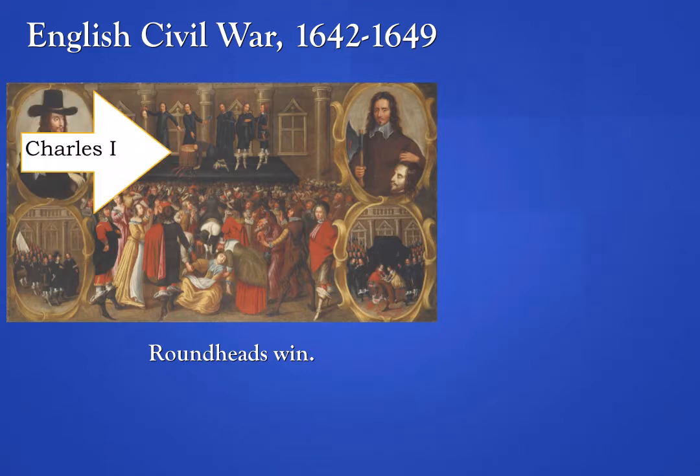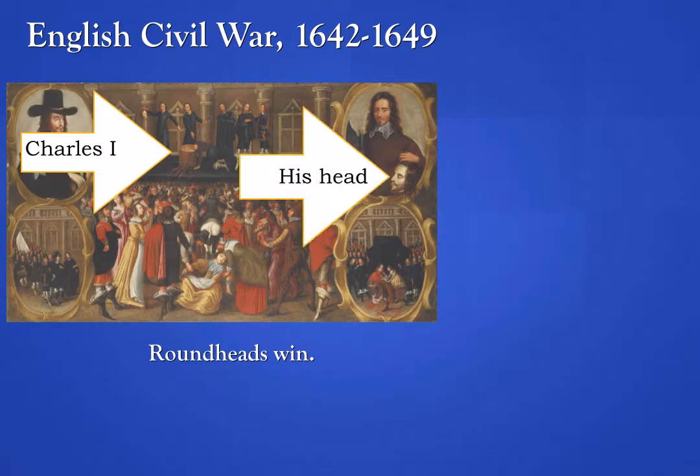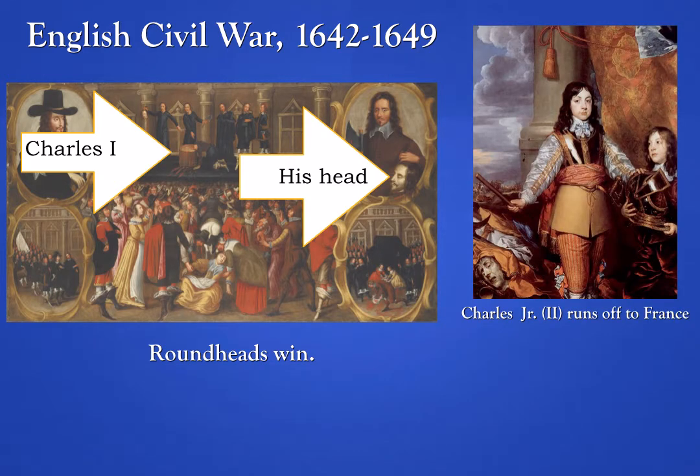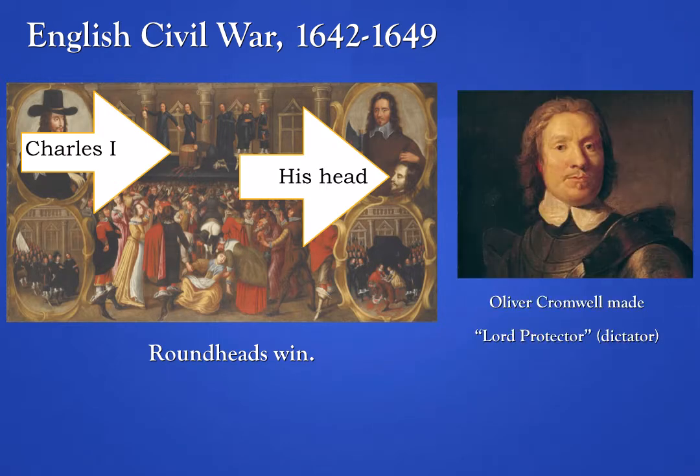To demonstrate, there's Charles I and there's Charles I's head. So the Roundheads clearly win, which causes Charles Jr. or Charles II to be spirited away to France, where he spends a lot of time hanging out in the court of Louis XIV at Versailles. So here's a very European-influenced monarch in Charles I. The Brits don't like that. There's a rebellion. They behead him. His kid runs off to France and hangs out there for a while and learns more of that European French opulence. In the meanwhile, he's replaced with Oliver Cromwell, who is made the Lord Protector.